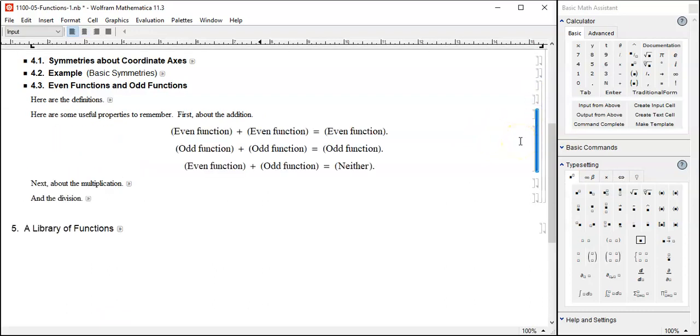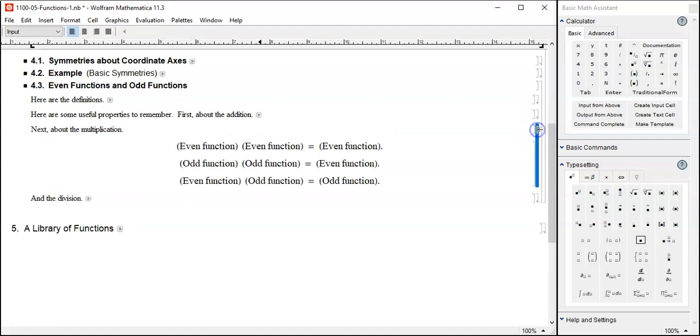Some properties, I could prove those, but that's a bit too pure mathematical, so I'm not going to do that. I'm going to leave that to interested students. Even plus even is even, odd plus odd is odd, even plus odd is neither. For multiplication, we have something interesting. Even times even is even, odd times odd is even, even times odd is odd.